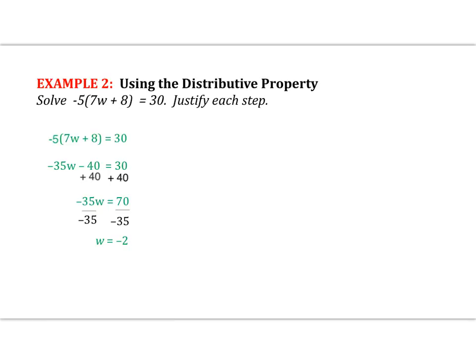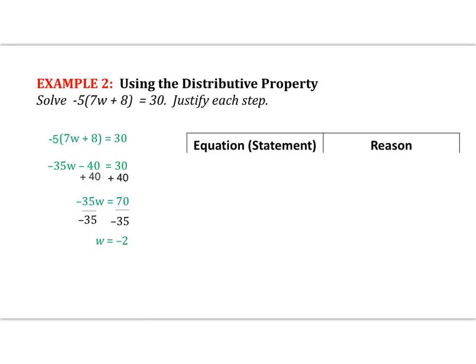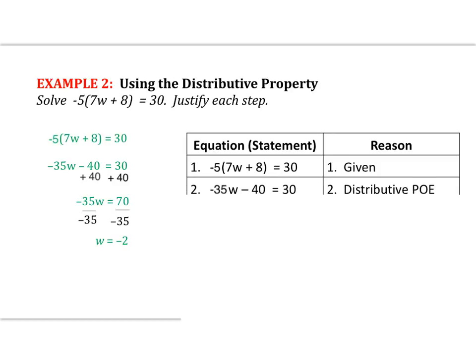So again, just like you've always done with solving equations, except now you're going to justify in a 2-column format. So the left side of the column is equations, or in other words, your statements, and the right side is your reasons. We always start with the givens, so the first step will always be your given statement or equation. So in this case, negative 5 times (7w plus 8) equals 30. And the reason is given.